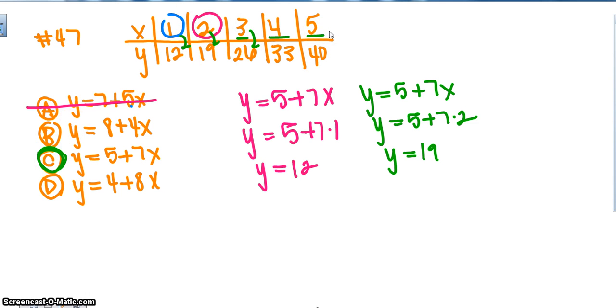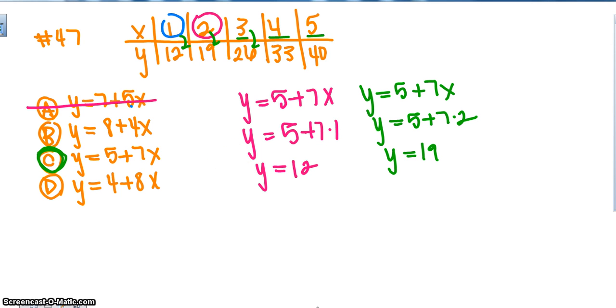You really have to try it for more than just the first value because you can easily get yourself picking the wrong things with patterns and tables if you're only trying the first thing or the first number.